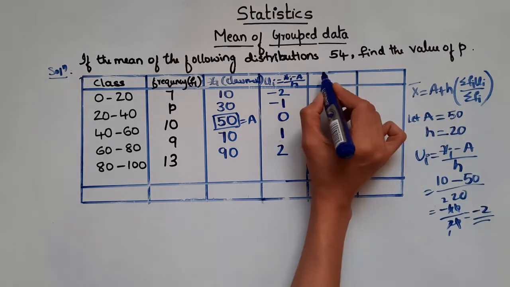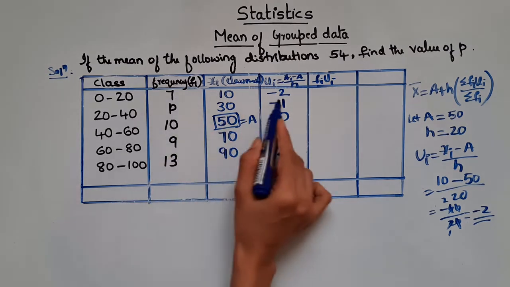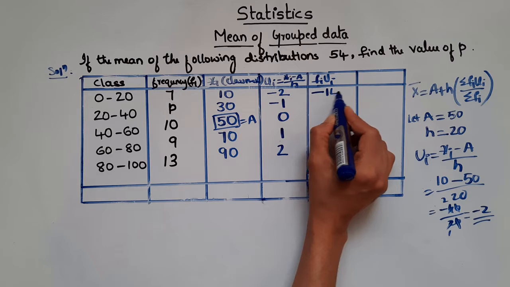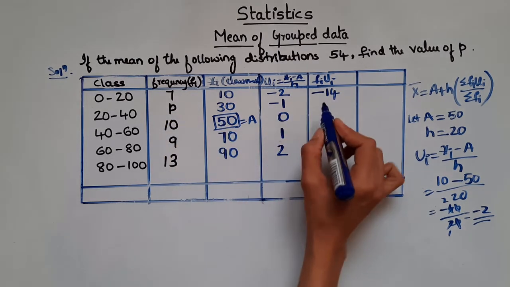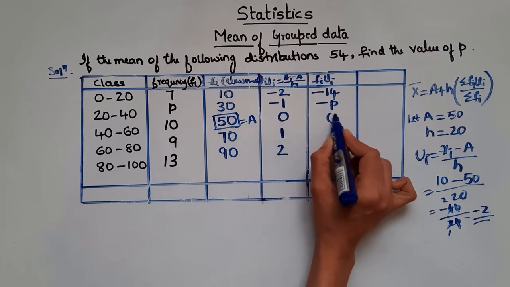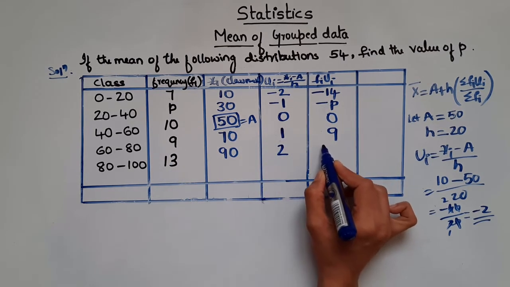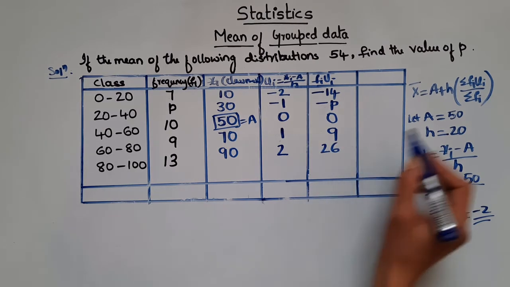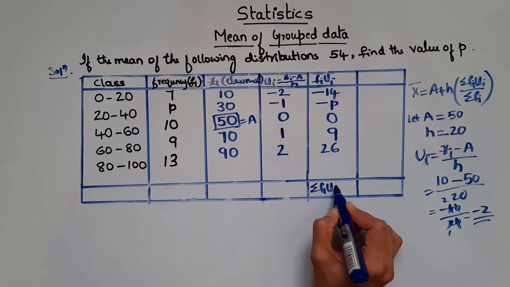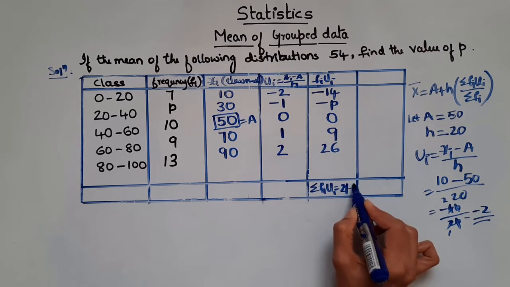Next we want fi ui. So fi into ui, we have to multiply fi and ui. So plus into minus is minus. 7 twos are 14, so minus 14. p into minus 1 will give you minus p. 10 into 0 is 0. 9 into 1 is 9. 13 into 2 will give you 26. So we want sigma fi ui. When you add all these terms, this will give you 21 minus p.